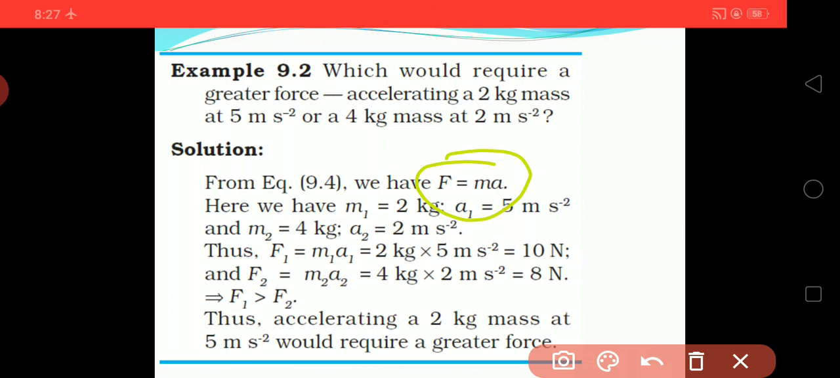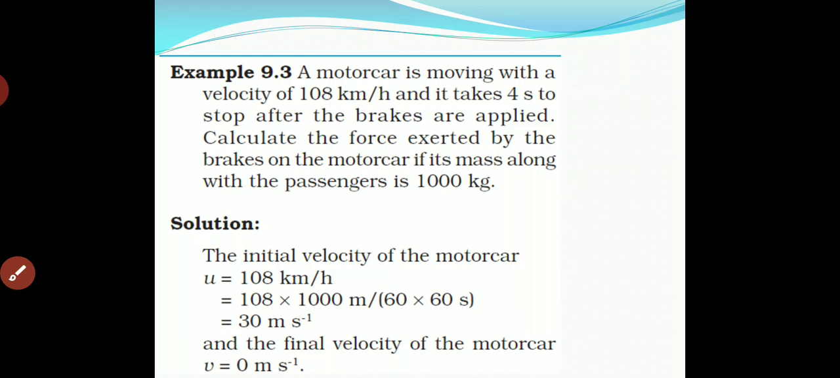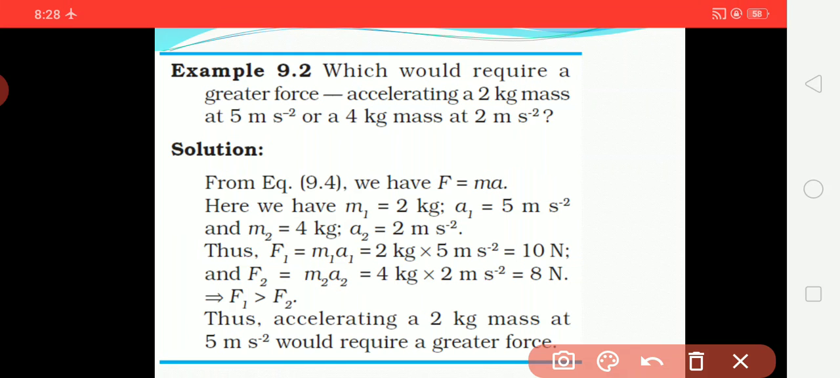Here you can see that mass m1 is given as 2 kg, and the acceleration is 5 meters per second squared. So if we use the mass and acceleration which are given, we will find the force. F1 will be 2 kg into 5 meters per second squared, so it will be 10 Newton, because 5 twos are 10.